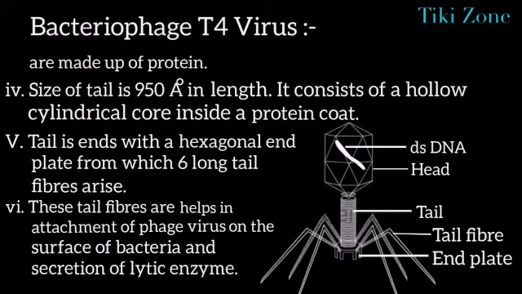It consists of a hollow cylindrical core inside a protein coat. The tail of the bacteriophage ends with a hexagonal end plate from which 6 long tail fibers arise. These tail fibers help in attachment of this phage virus on the surface of bacteria and secretion of lytic enzyme during their lytic cycle.